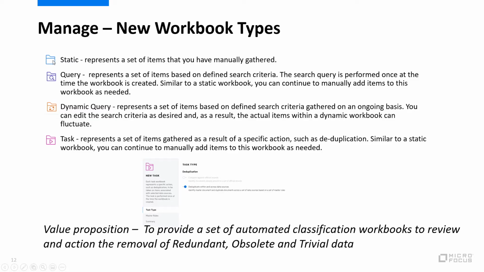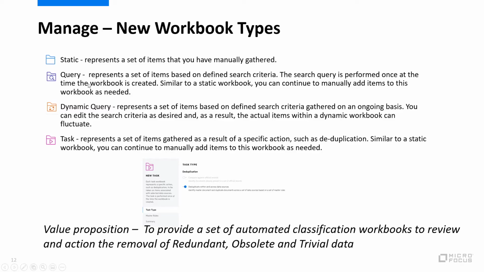Previously we had just static and the query-based types. So now we've got static, query, dynamic, and task-based types, and you can see the different icons here. The main difference really is the static one is the manually gathered ones, which we talked about previously. The query ones represent a set of items defined dependent on a search criteria, but this search is performed once at the time that the workbook is created. So if new items come into the repository, into the index, that meet this criteria after the workbook has been created, they won't be added to that list.